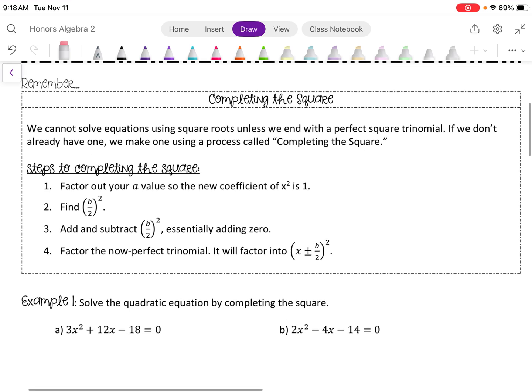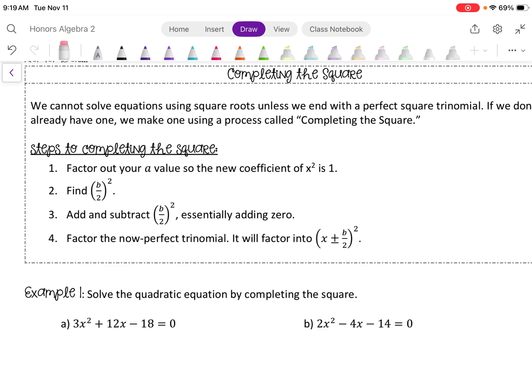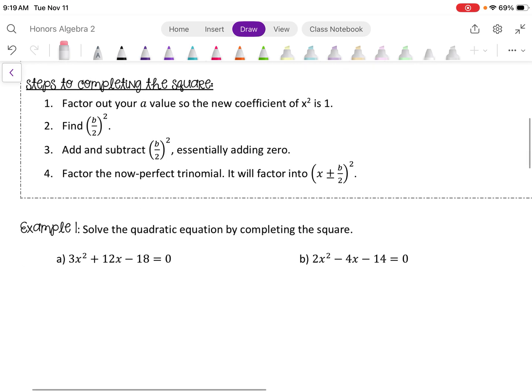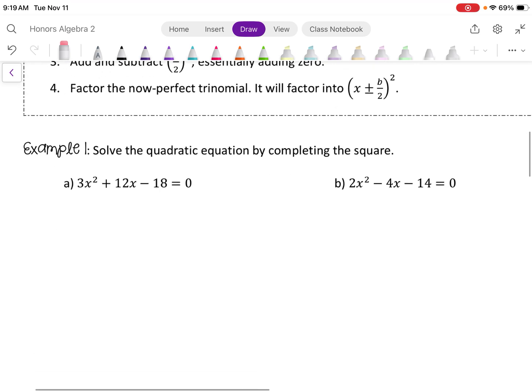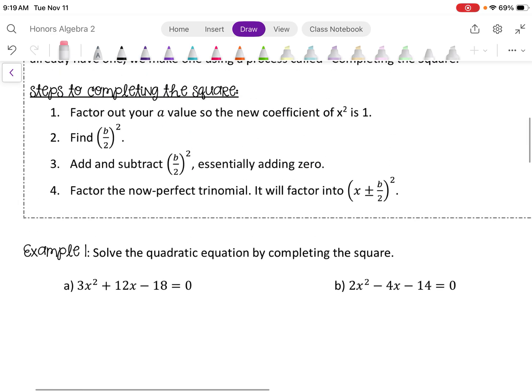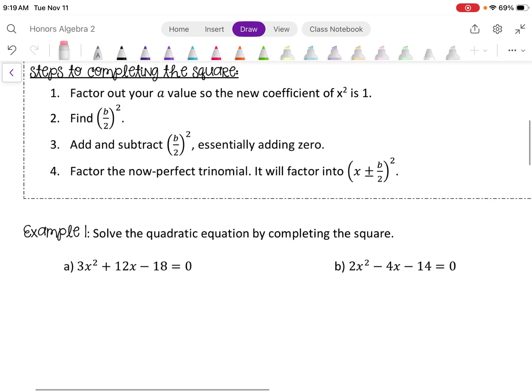So, yesterday the first step was to factor out a when the coefficient wasn't 1. Well, that was all 1 yesterday. So, today a is not 1, and so we have to factor it out. So, if we're looking at example 1, it's just the normal steps like yesterday. You take half of b, you square it, you add and subtract it, and then you just solve for x, or factor and then solve.